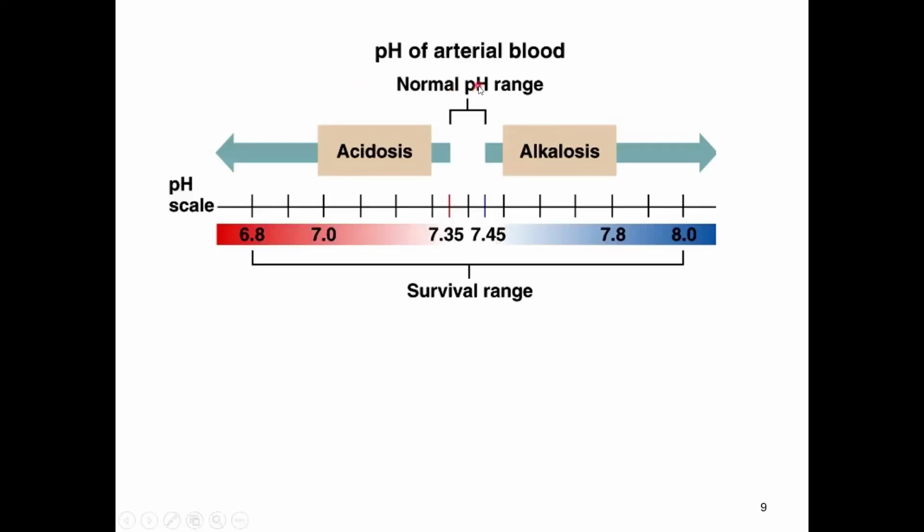So the pH of the arterial blood is normally 7.35 to 7.45, as we discussed. This is the survival range, the normal pH range of arterial blood. Beyond this range, acidosis or alkalosis occurs. If pH decreases below 7.35, that is known as acidosis, and if pH increases above this range, that is said to be alkalosis.